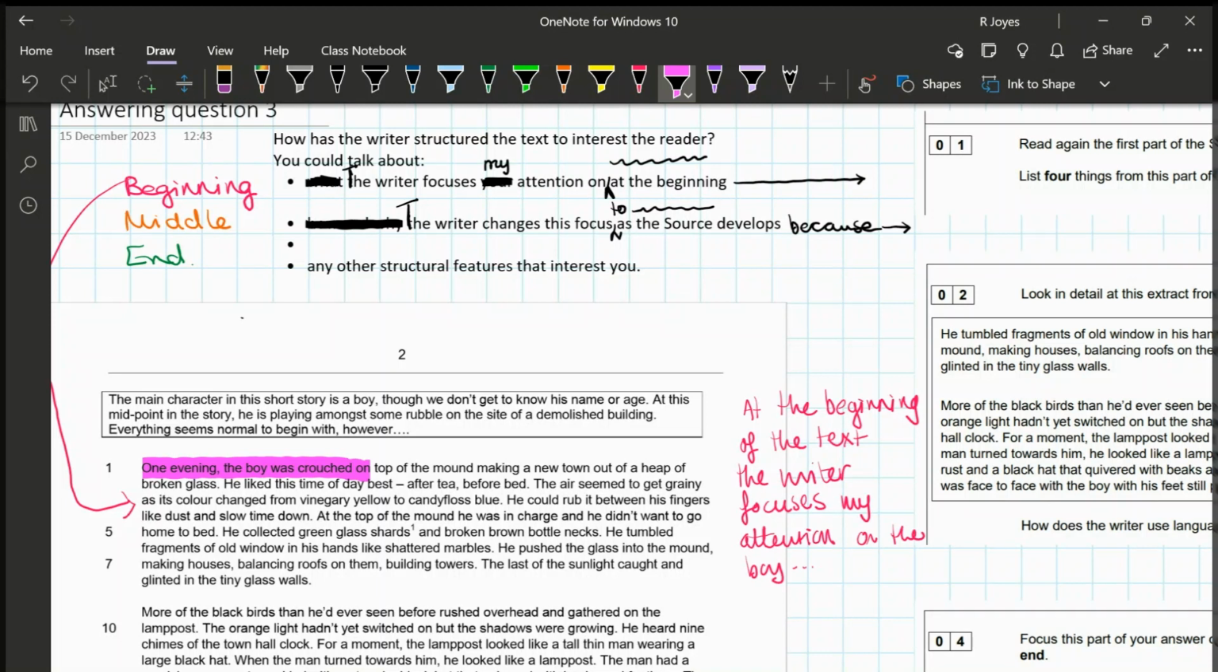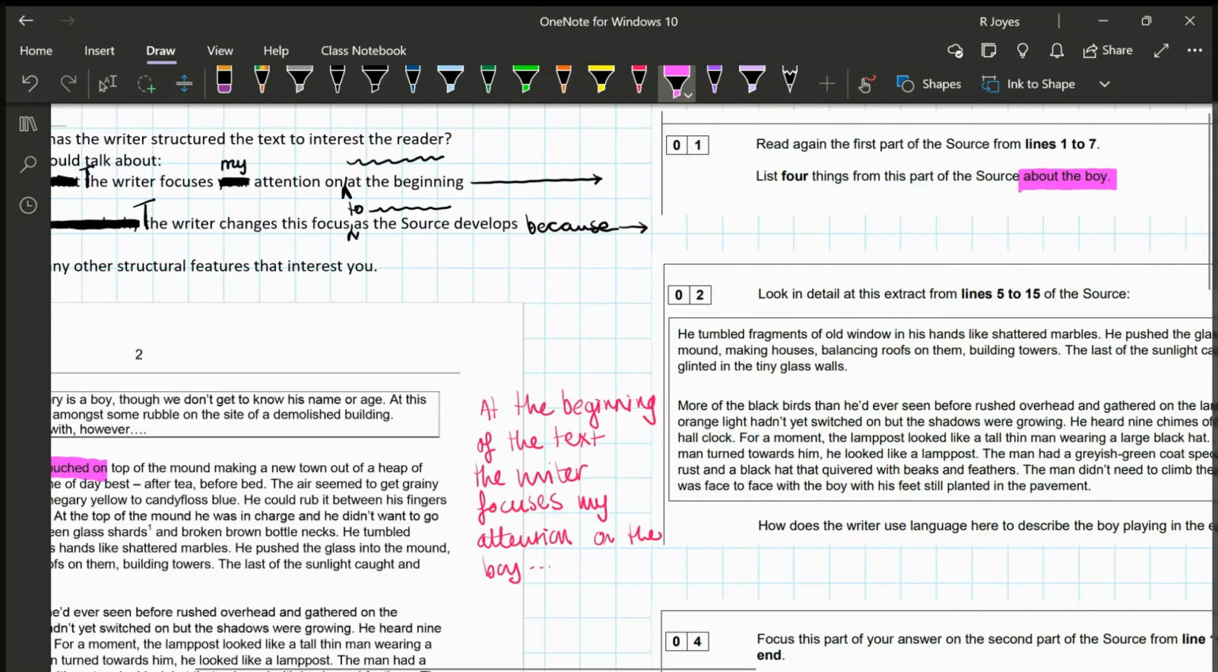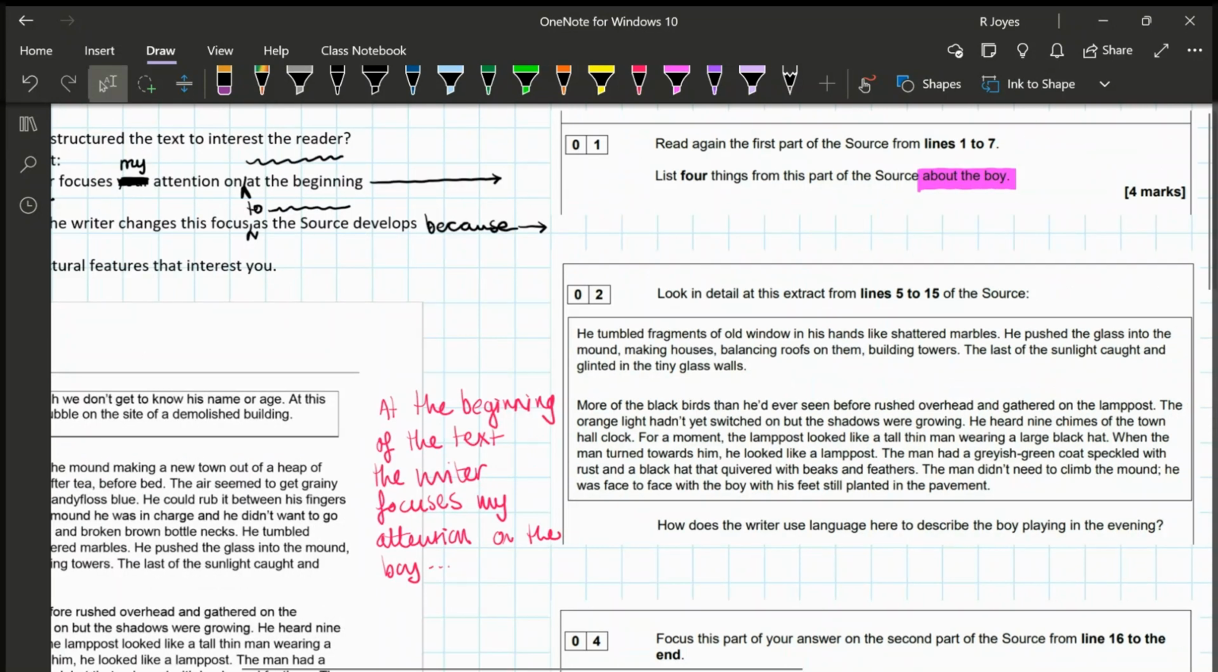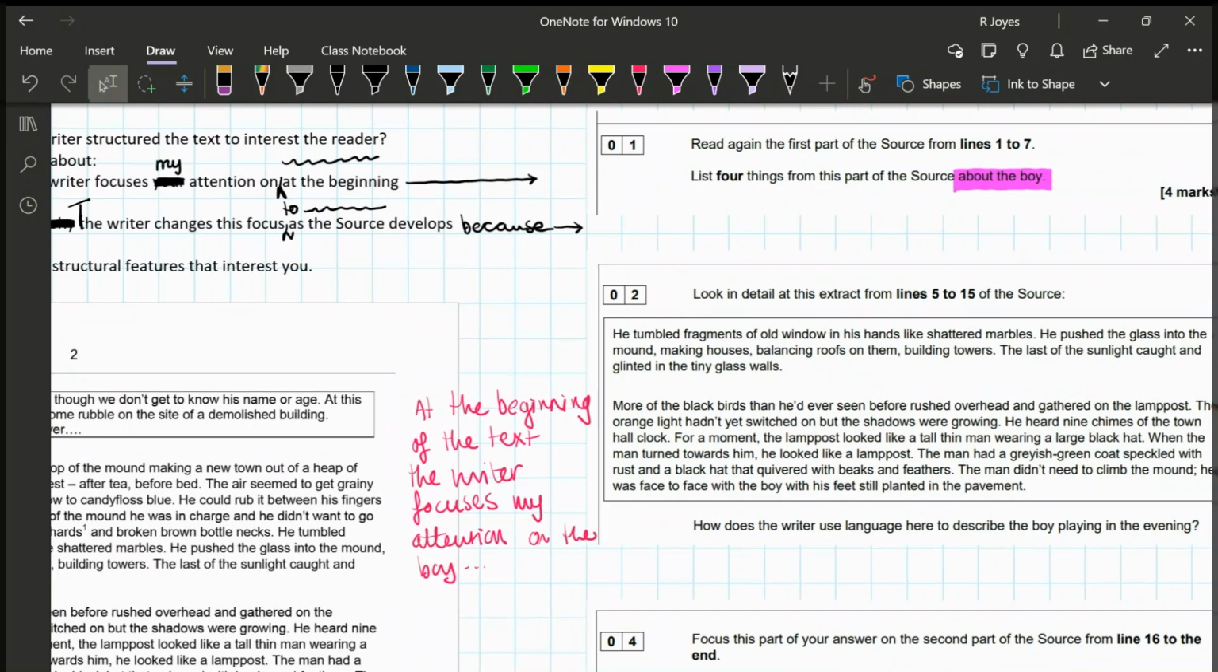Okay, so if we look at question 2, we can see where a focus shift occurs. Look in detail from lines 5 to 15. How does the writer use language here to describe the boy playing in the evening?